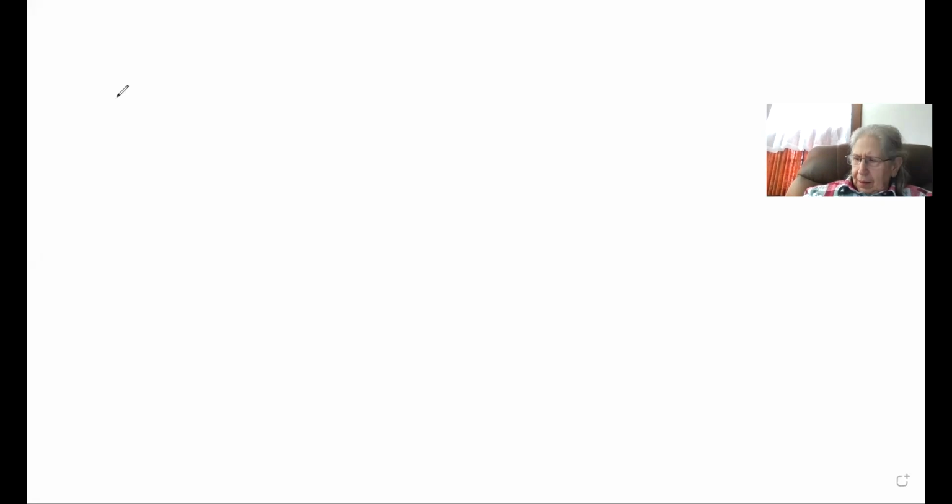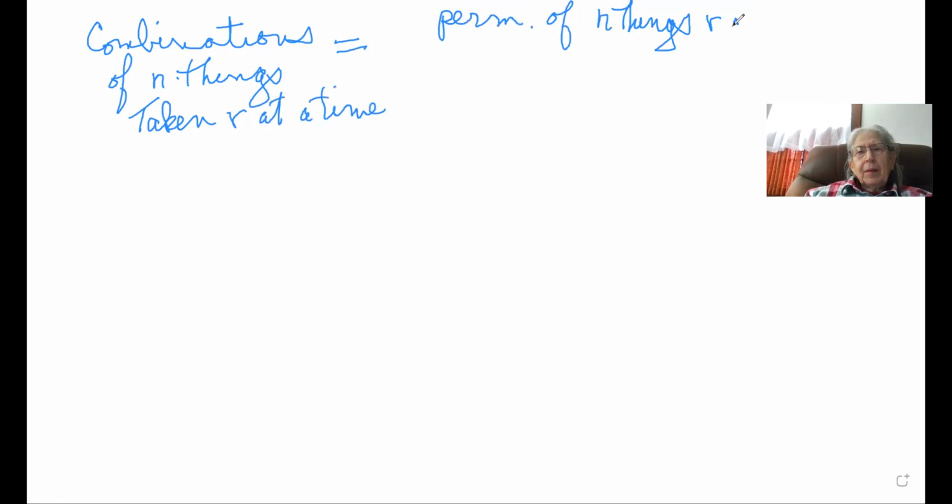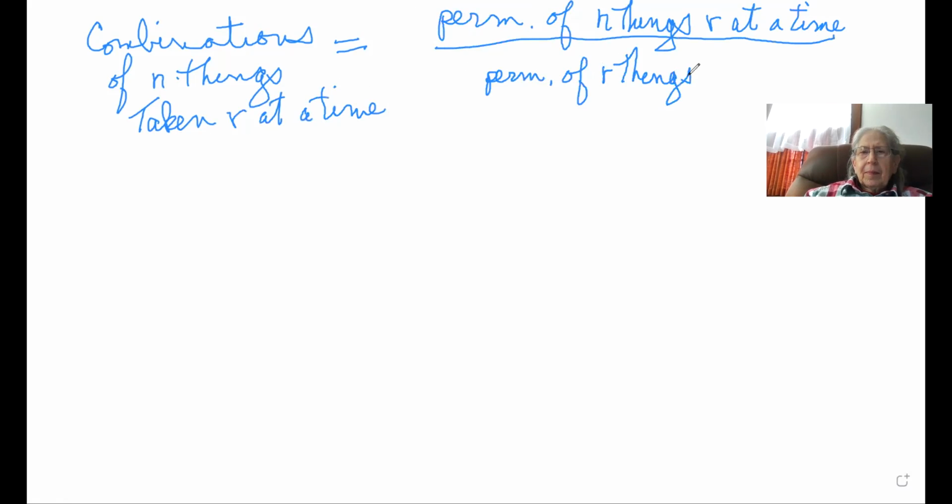So the formula looks like this. Combinations of n things taken r at a time is going to be equal to the permutations of n things r at a time, divided by the number of permutations of r things, r at a time.